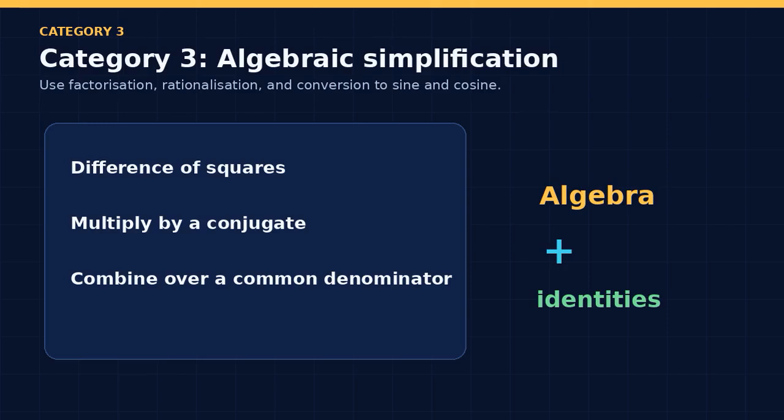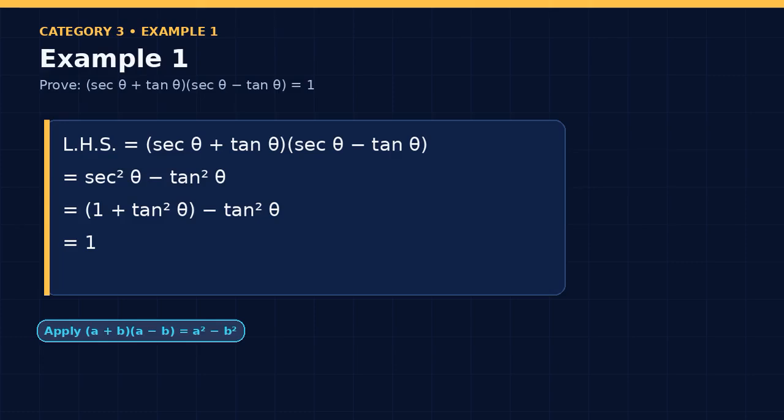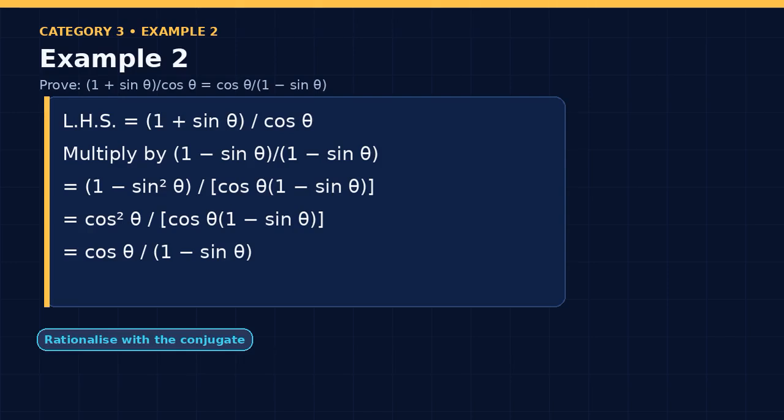We will use the difference of squares, multiply by a conjugate when rationalizing, and combine fractions over a common denominator. Example 1. Prove that the product of secant theta plus tangent theta and secant theta minus tangent theta equals 1. Apply the difference of two squares. We get secant squared theta minus tangent squared theta. Since secant squared theta equals 1 plus tangent squared theta, the result is 1. The identity is proved.